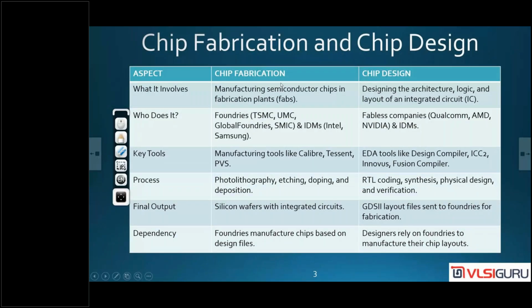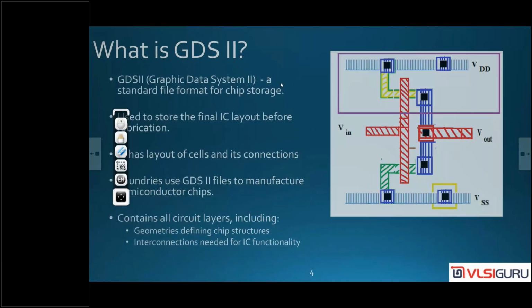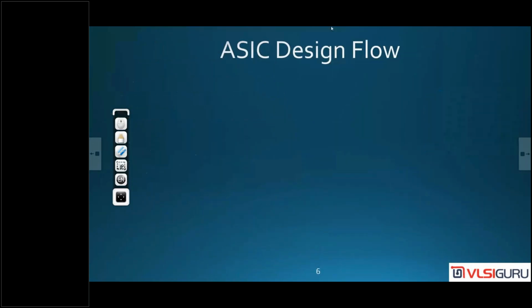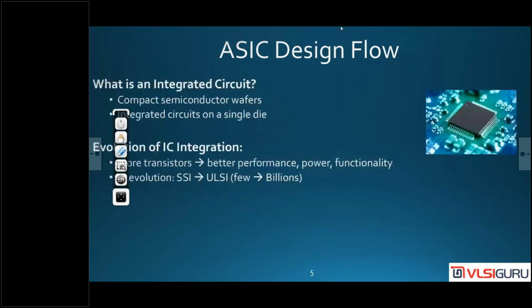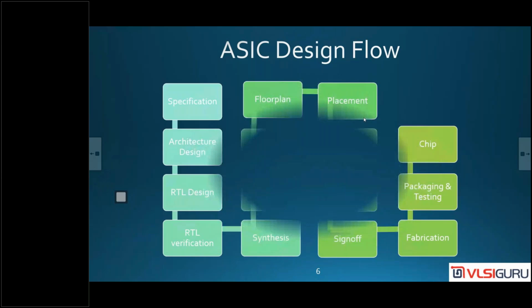Now the question starts: from where does physical design start? Physical design starts from the ASIC design flow. So to understand why physical design, what we do in physical design, first we have to understand the ASIC design flow. This is the ASIC design flow.